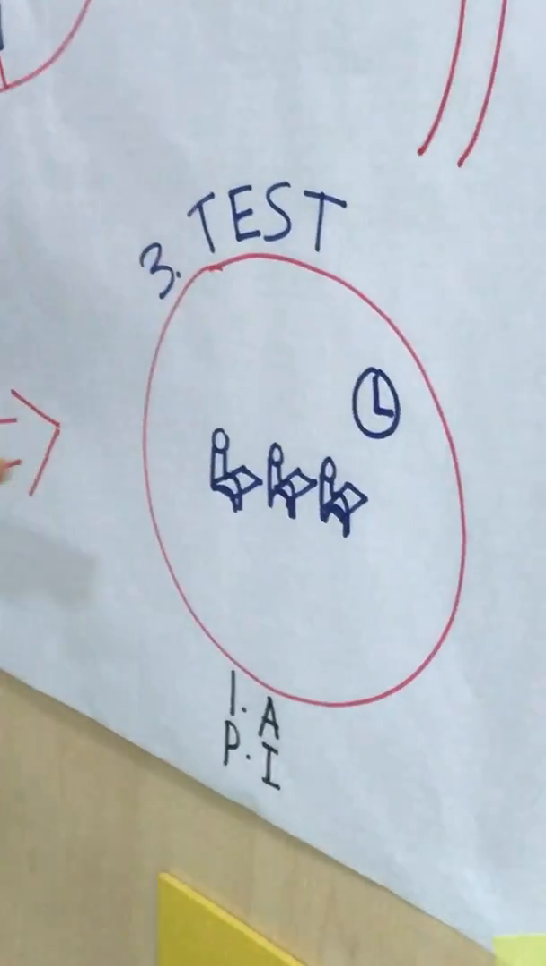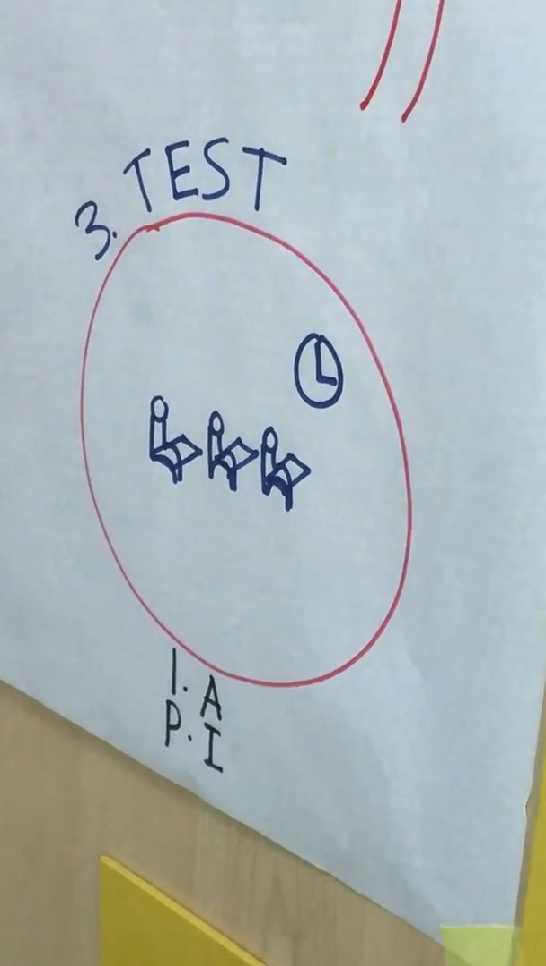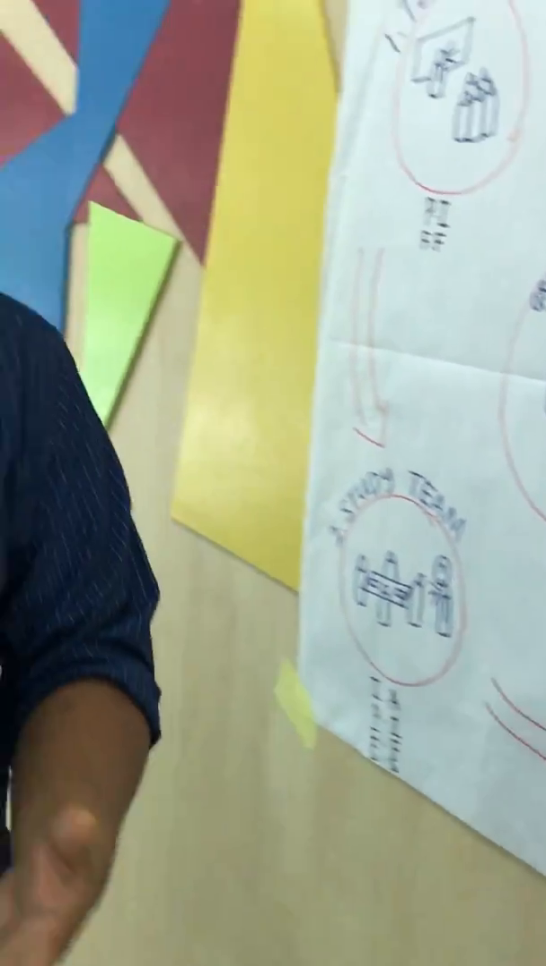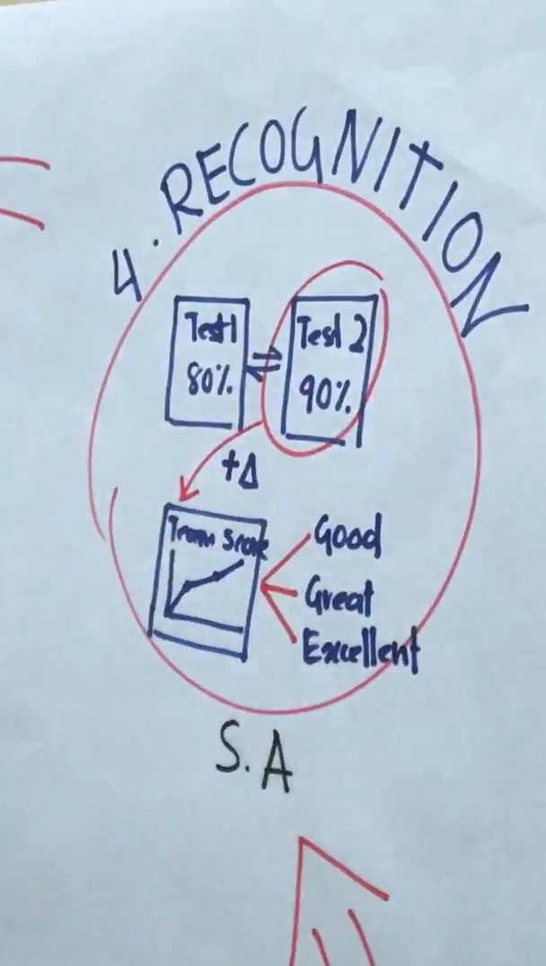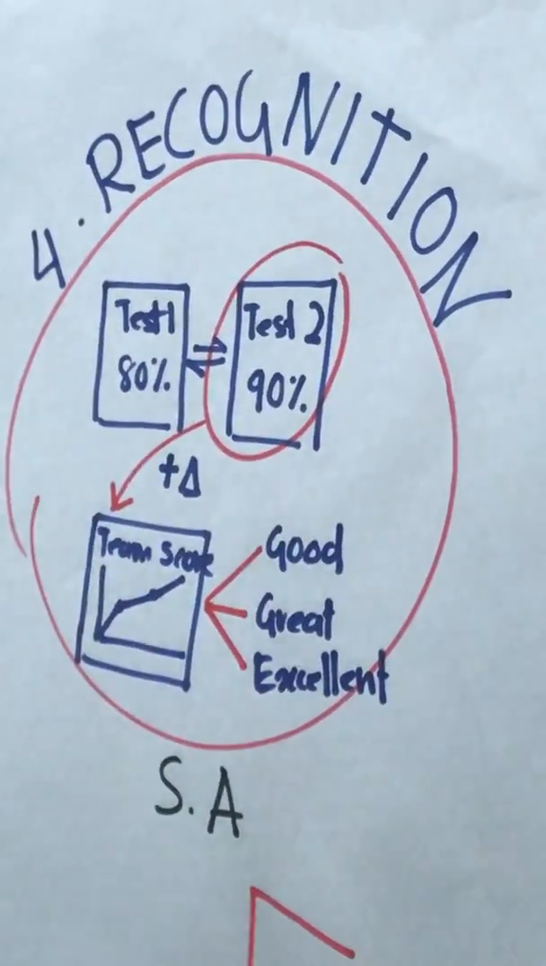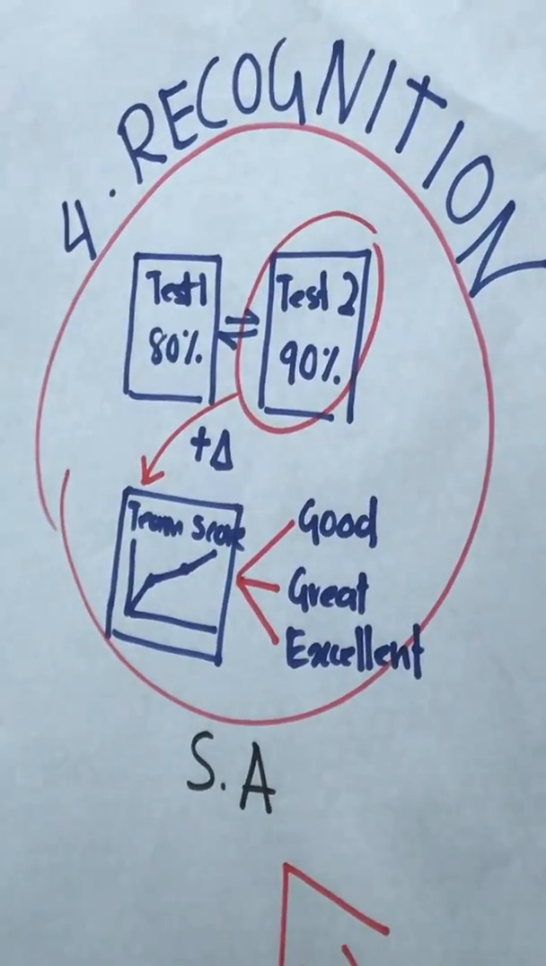For a test, it can be the same test as before, or a different concept or different question, depending on the instructor. And finally, it goes to recognition. So what happens in recognition is, from the test that they take, they will compare it to the previous test they took. It can be the same topic, same concepts and everything.